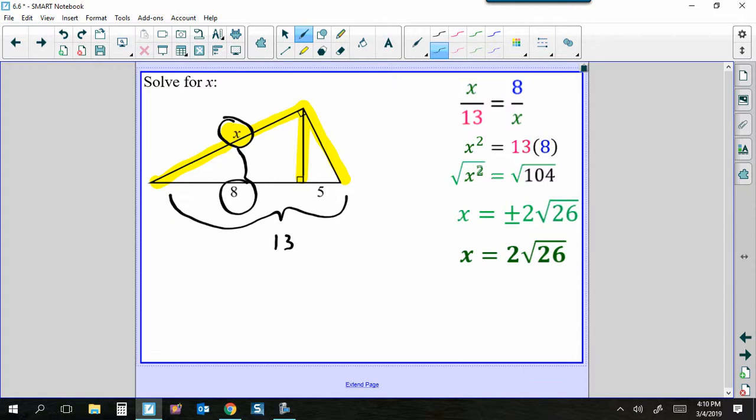Don't forget to simplify. If you need that one more time, 104 divided by 2 is 52. 52 divided by 2 is 26. 26 divided by 2 is 13, and we're stuck at a prime. There we go. So 2 times 2 is 4. Square root of 4 is 2. So that's our pair that goes outside. This 2 has no pair. This 13 has no pair. Multiply them back together, you get 26. So 2 square root 26 is your answer.